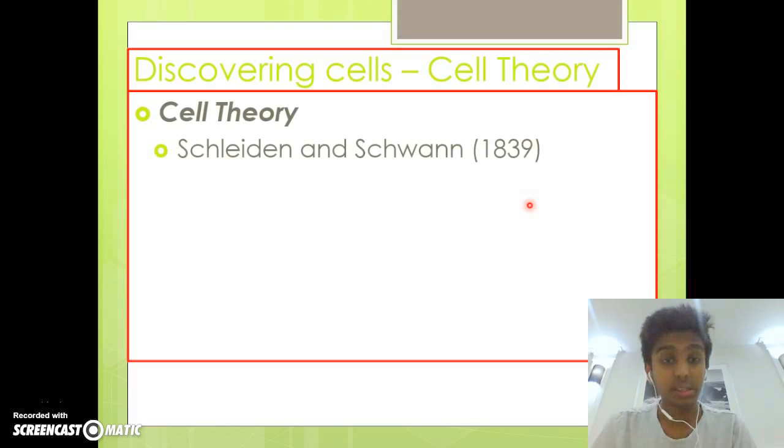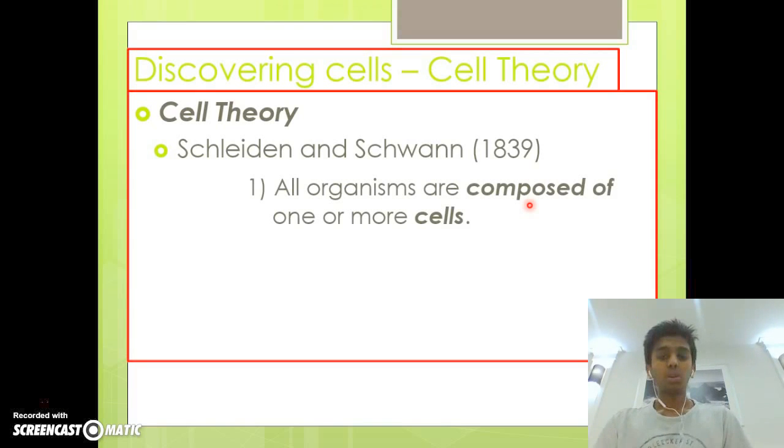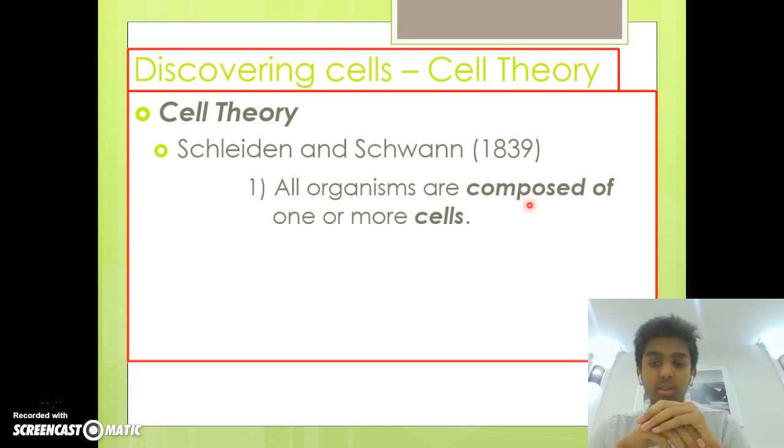Cell theory states, which is essentially composed by Schleiden and Schwann at the start, all organisms are composed of one or more cells. That's it. If an organism doesn't at least have one cell, it's not a living thing. So that's how we can distinguish between living things and non-living things based on how many cells there are present.